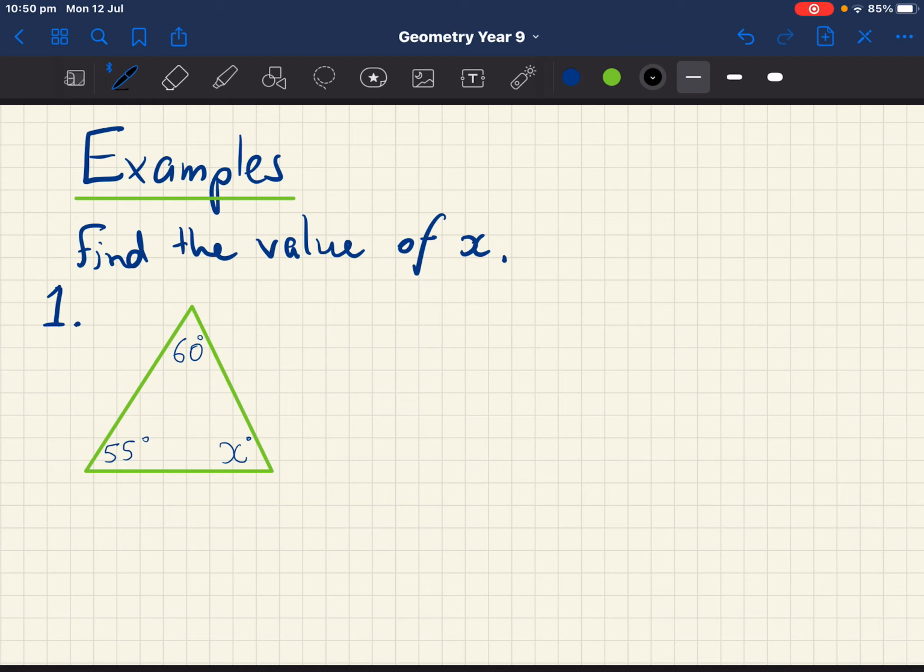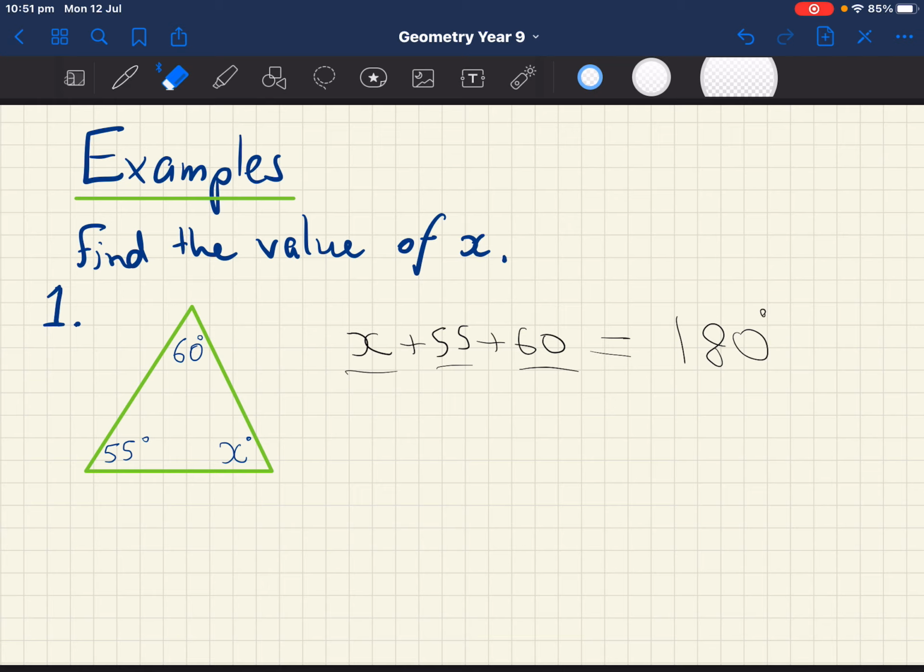Well, our first step is to use that geometry fact we've just learnt, that the angle sum of a triangle is 180. That means that this angle, x, plus this angle here, plus this angle, because it's a triangle, the 3 angles will add up and equal 180 degrees. This is us using our geometry. What we've actually formed here is an equation.